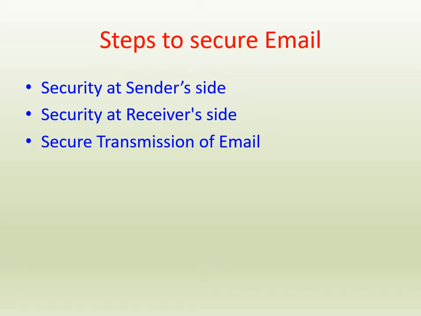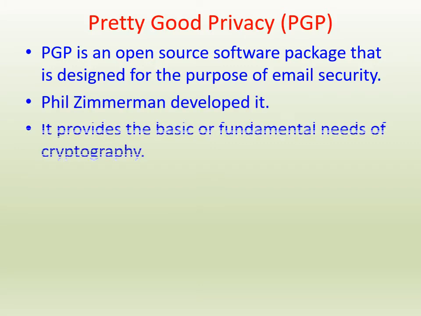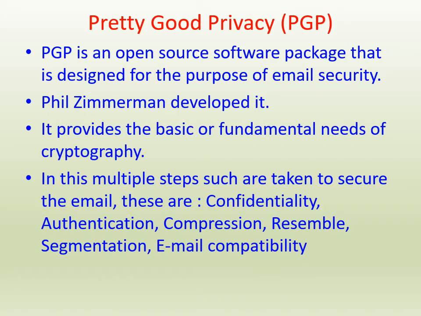For secure transmission of email, there are two techniques which are used, known as PGP and S/MIME. PGP stands for Pretty Good Privacy. It is an open source software package that is designed for the purpose of email security. Phil Zimmermann developed it. It provides the basic or fundamental needs of cryptography. It includes confidentiality, authentication, compression, reassembly, segmentation, and email compatibility.